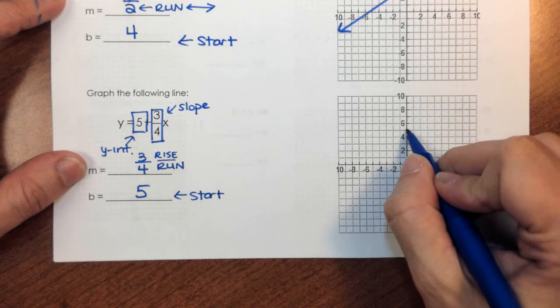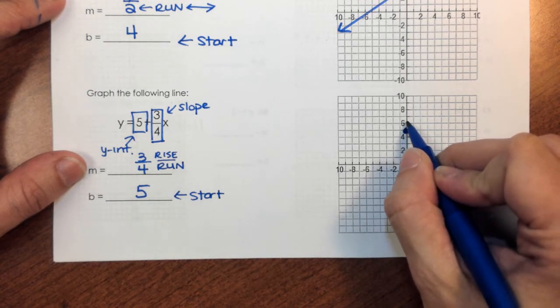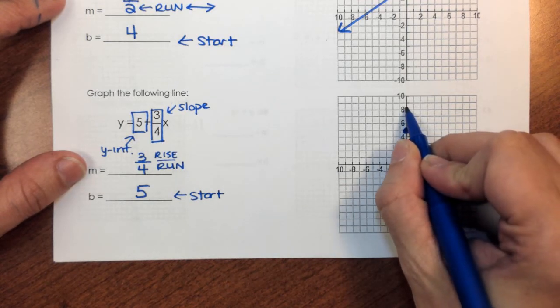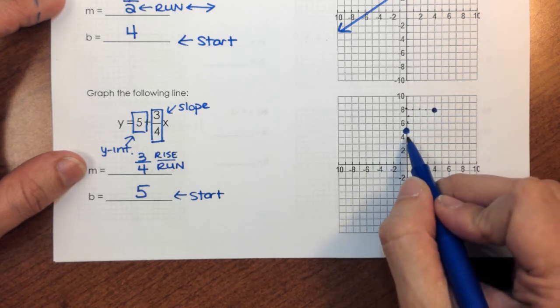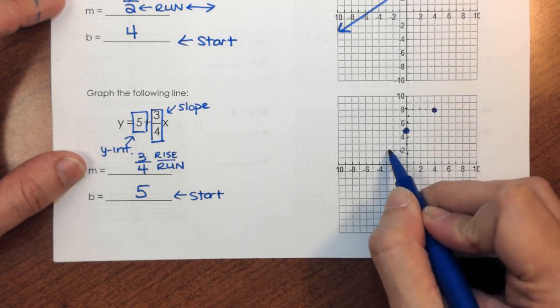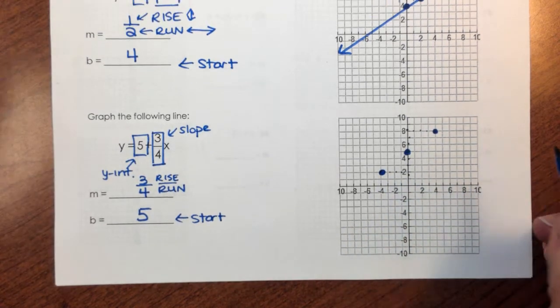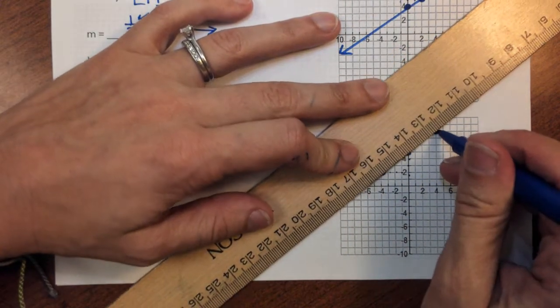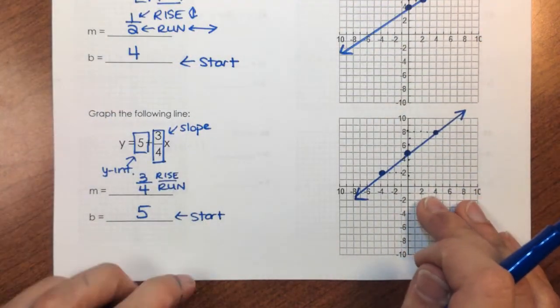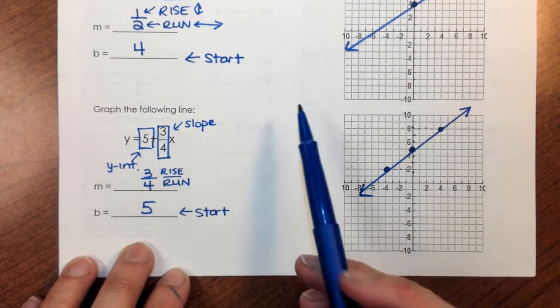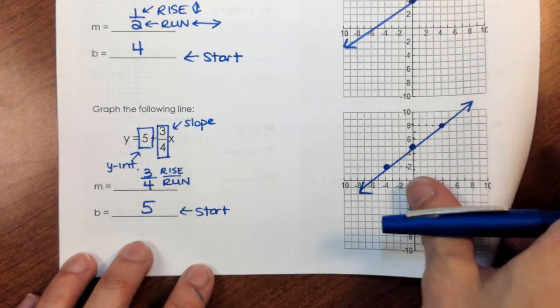So I start at 5 on the y-axis. I go up 3, 1, 2, 3, run 4, 1, 2, 3, 4. I could go the opposite direction, down 3, 1, 2, 3, 4. And I'm going to connect my line. This line right here represents this equation.